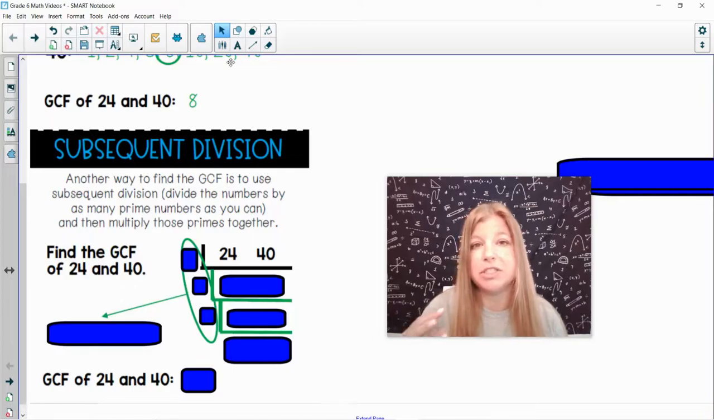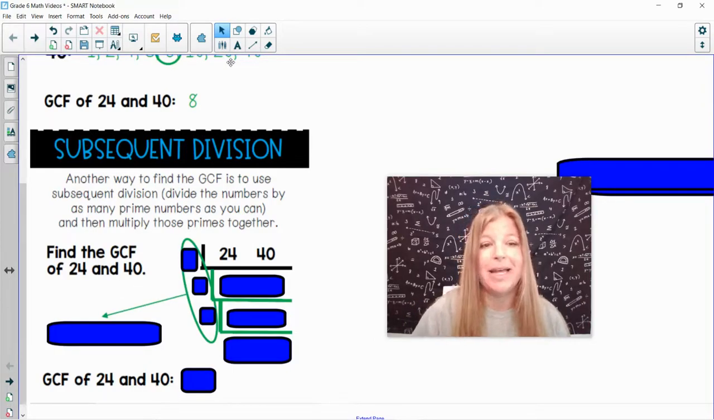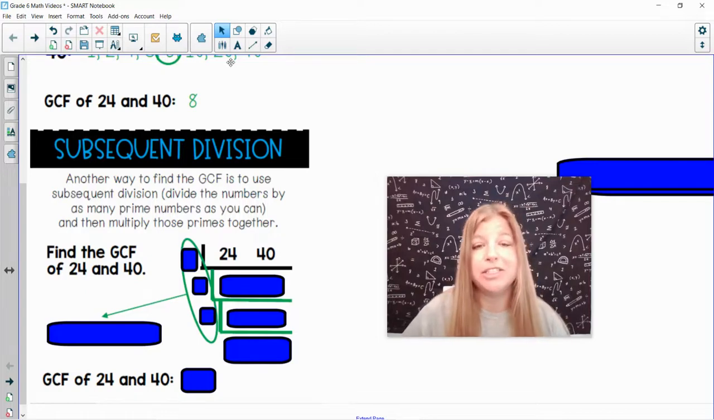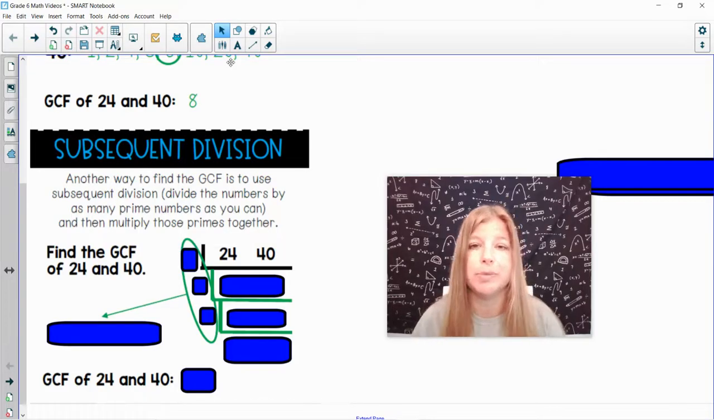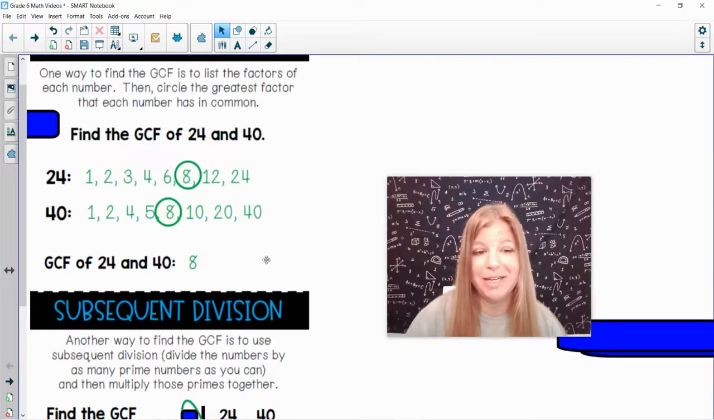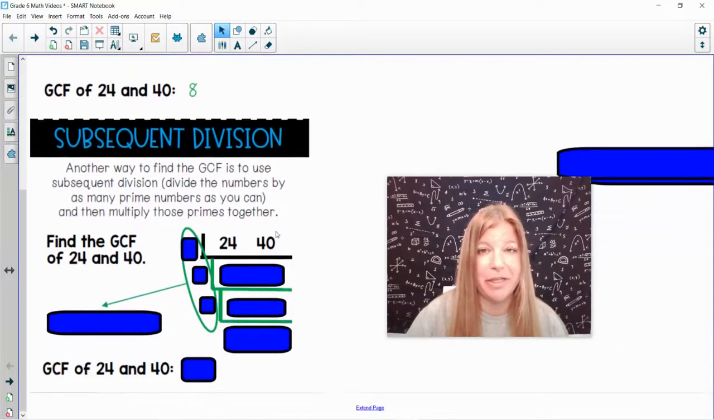A different method for finding the greatest common factor is to use what's called subsequent division. And subsequent division is like doing long division, just kind of upside down in a way. Okay, it says another way to find the GCF is to use subsequent division, which means to divide the numbers by as many prime numbers as you can and then multiply those primes together. So here, if I was to ask you to find the GCF of 24 and 40, which, spoiler alert, we already did up here, it's 8. That was listing the factors, but now this is using a different method.